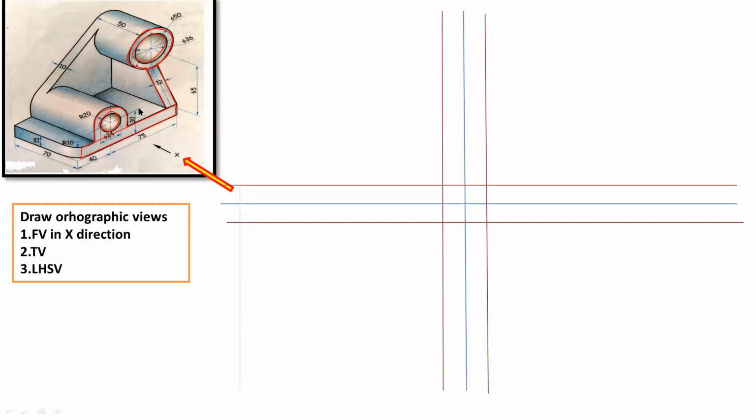And therefore, select the position for the front view, that is your second quadrant. So you should draw the front view in this quadrant. This is the side view, that is the left-hand side view. And here you can draw the top view.